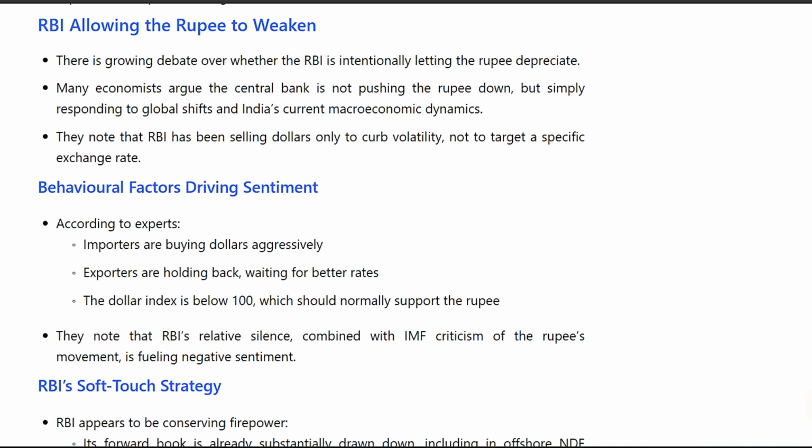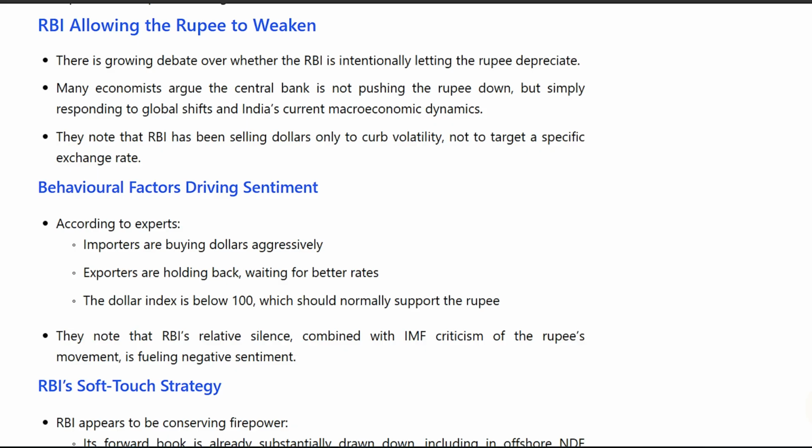Behavioral factors driving sentiment. According to experts, importers are buying dollars aggressively, while exporters are holding back, waiting for better rates. The dollar index is below 100, which should normally support the rupee. They note that the RBI's relative silence, combined with IMF criticism of the rupee's movement, is fueling negative sentiment.